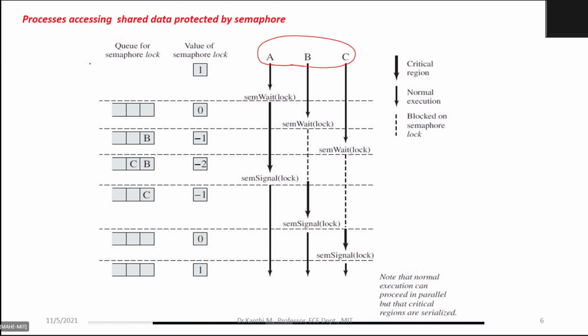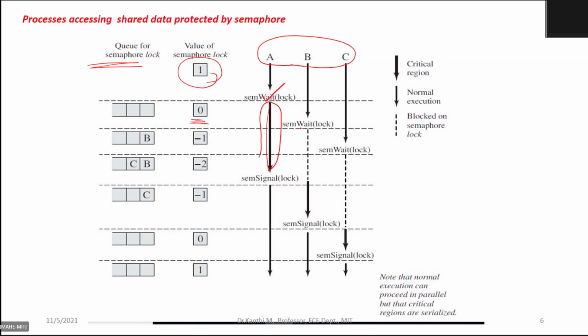So there is a queue. This is a queue for the semaphore, and assuming the initial value of the semaphore is 1, consider that process A will initiate the sem wait, meaning a lock. Since it was 1 initially, it can enter into the critical section. So the process A will enter into the critical section.